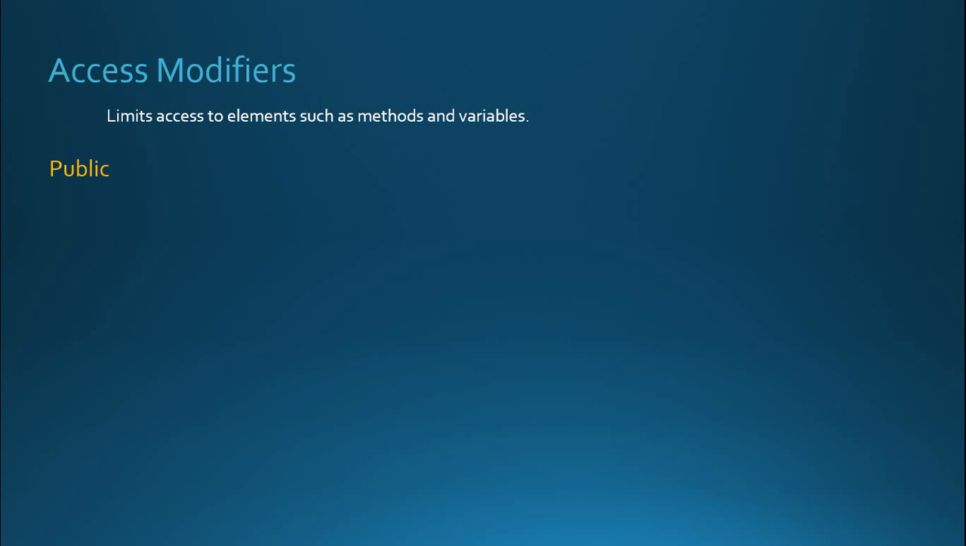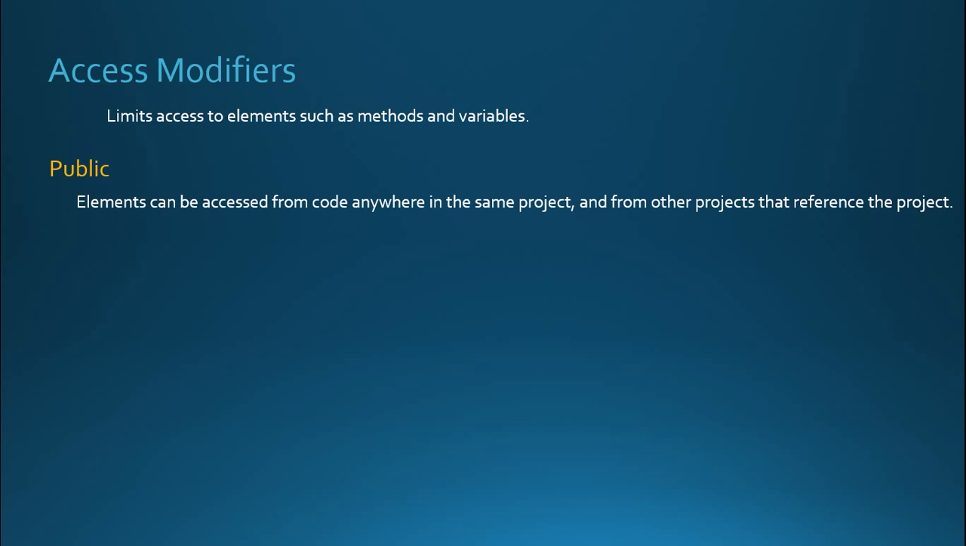The first access modifier that we're going to talk about is public. And you may recall me using this public term in the past. We would use these to declare something like a public function. So public function, function name, and then we'd say as string or as some sort of value type. So public is basically setting the access to that function. And public makes it so that elements can be accessed from code anywhere in the same project, and also from other projects that reference the project.